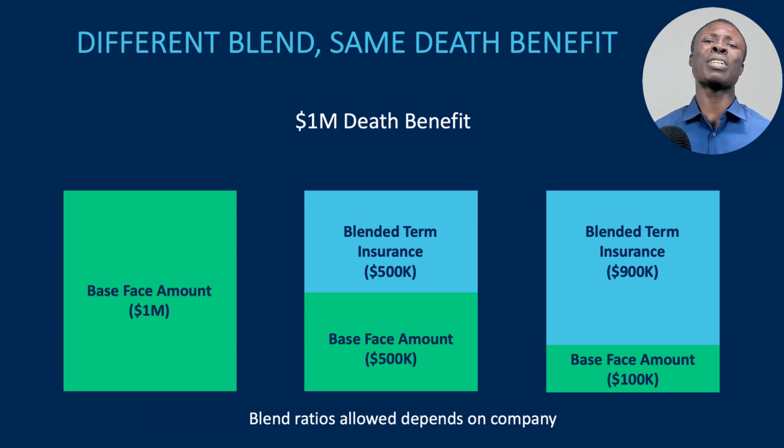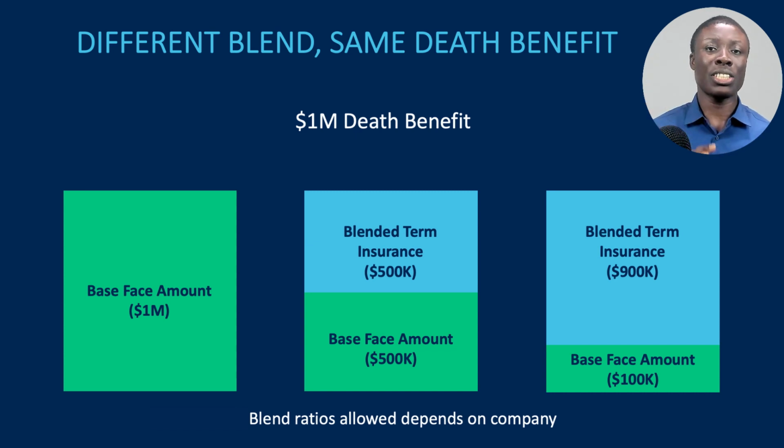Now you might be wondering why I'm explaining what constitutes a death benefit. And the reason is this, very important. An insurance agent is compensated based on the base amount only. There is no commission for the blended term insurance. I'll repeat this again. An insurance agent is compensated based on the amounts allocated to the base.